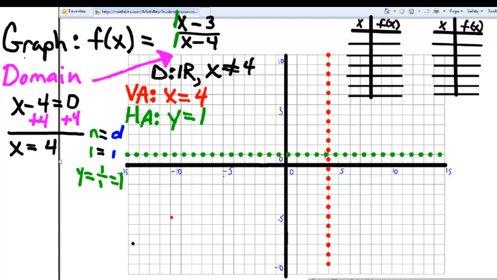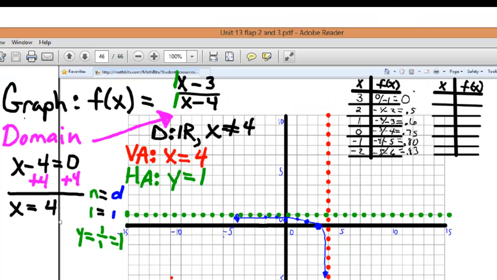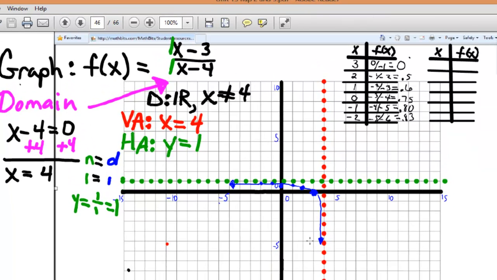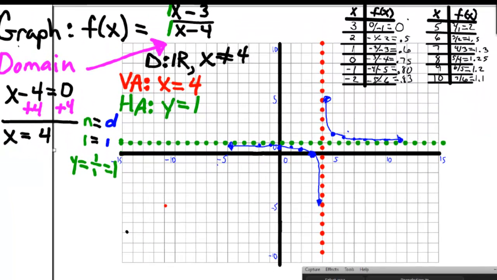Now let's fill out our tables. Some x values to the left of the vertical asymptote: 3, 2, 1, 0, negative 1. Numbers to the right of the vertical asymptote to fill in for x would be 5, 6, 7, 8, 9. Plug the table value for x into the equation, which results in this table. Now plot the points. Remember, asymptotes are boundary lines that the two pieces of the graph will not cross. And go ahead and graph the rest of this function.